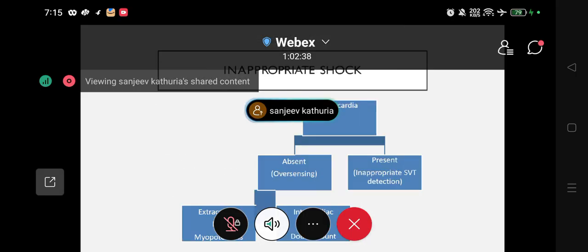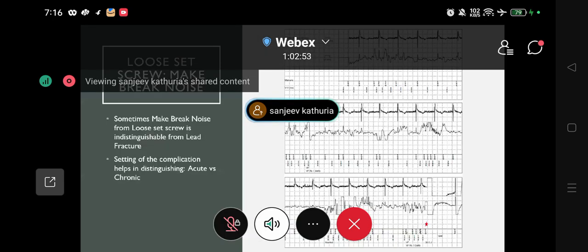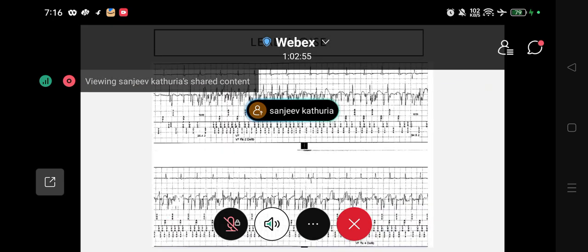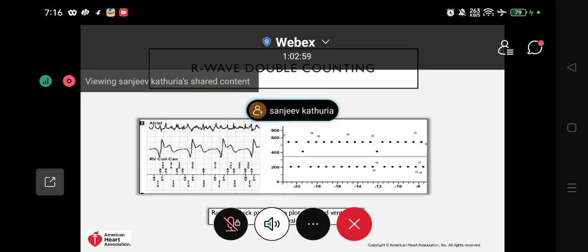Okay, extracardiac, something was coming from potential, some myopotential, EMI. All this is no tachycardia, an inappropriate shock because of this. Now let's see what the device can make a mistake when there are no potentials, but the device makes a mistake. Why will it make a mistake? Let's see. So, what has happened now?